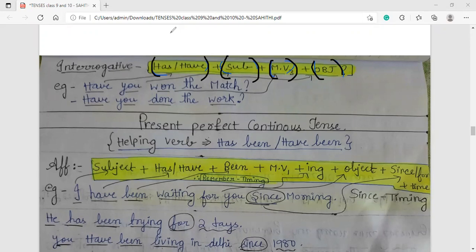Example, you see, have you won the match? Have you won the match? Have is our helping verb, the first helping verb. You is the subject. Won is the third form of verb. The match is our object.